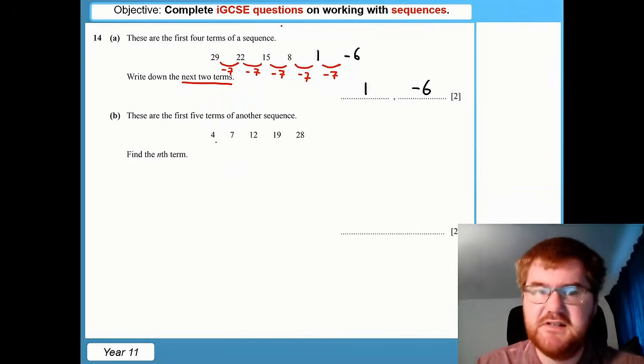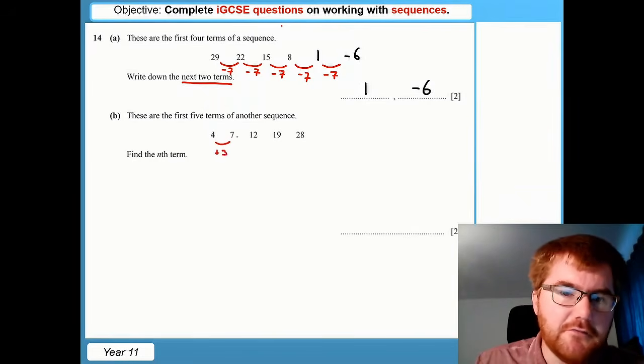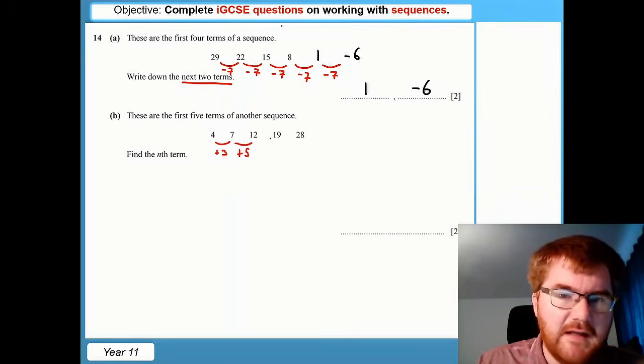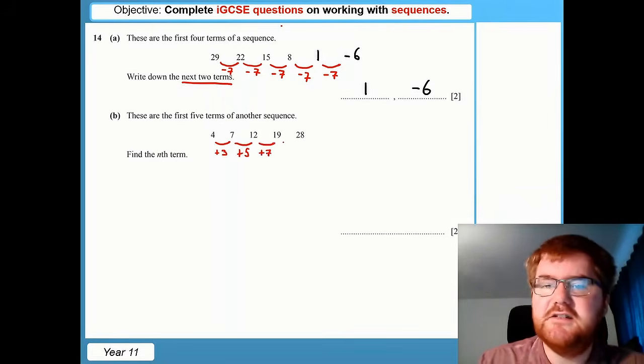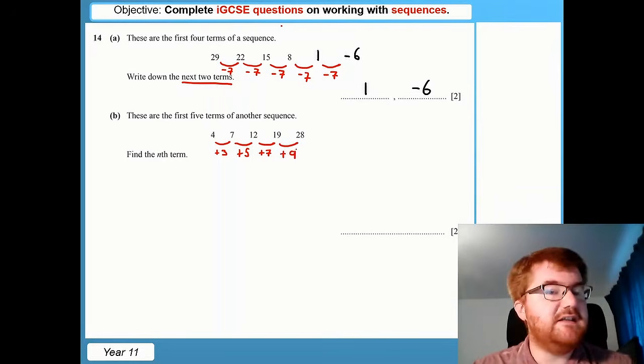So let's look at the differences here. We've got 4 to 7, well, that's going to be plus 3. Going from 7 to 12, that's going to be plus 5. Then we've got 12 to 19, that's plus 7. And then 19 to 28, that's equal to plus 9. Now in this case, we've actually got a difference of a difference.